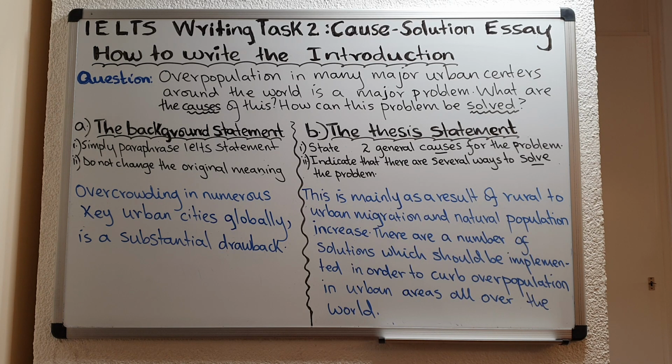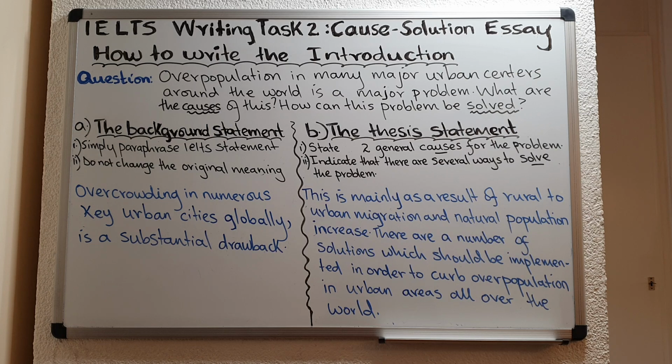And my answer to that question is that this is mainly as a result of rural to urban migration and natural population increase. So I have 2 reasons that I believe have led to overpopulation in urban centers all over the world. The first one is rural to urban migration. That means when people move from the rural areas, from the villages to urban cities, okay?